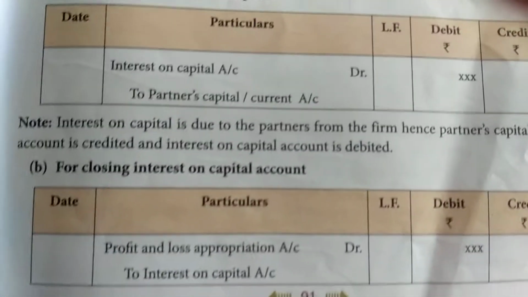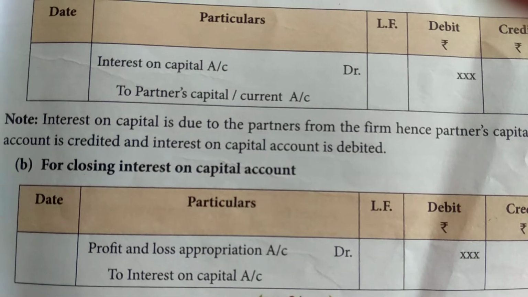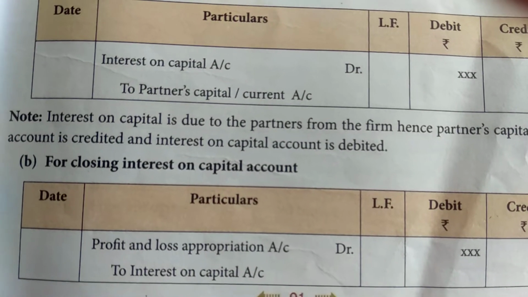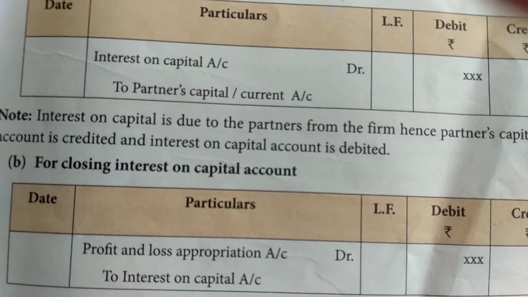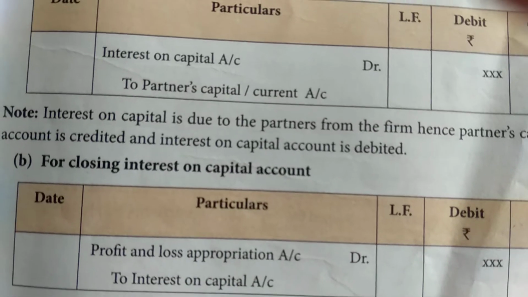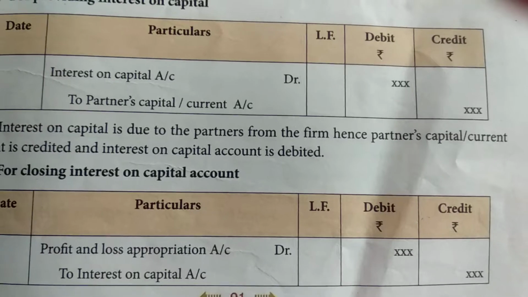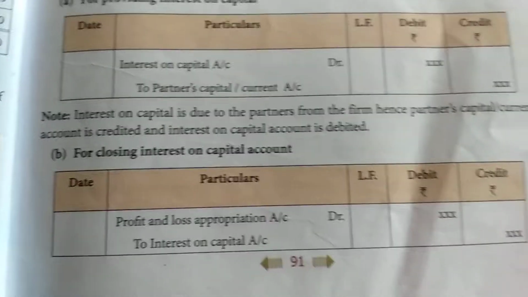Now coming with the closing, children, that means you are transferring it to profit and loss account. So what's the journal? Profit and loss appropriation account debtor to interest on capital. This profit and loss appropriation I will teach you, children. Instead of writing profit and loss account, we are writing profit and loss appropriation. It's nothing but an extension to the profit and loss account. So after calculating the amount, children, you have to fill it up in the debit amount and credit amount. We'll see how to do it.